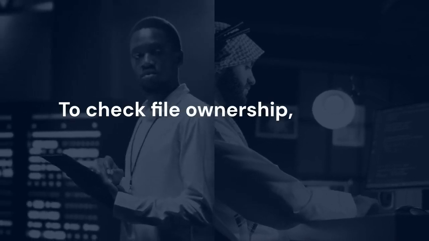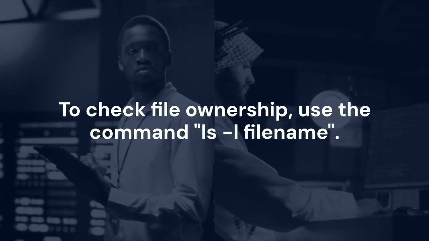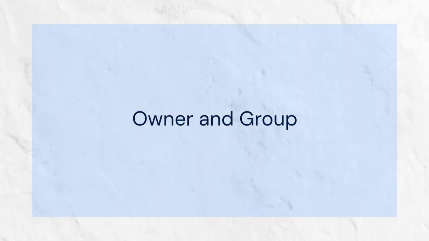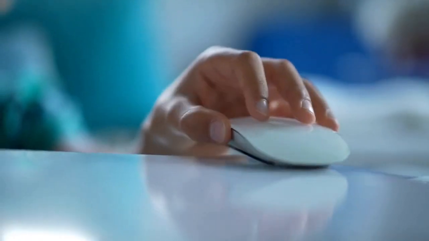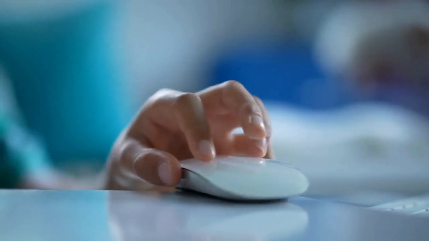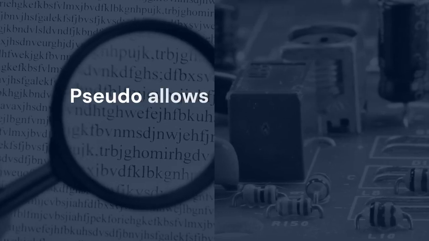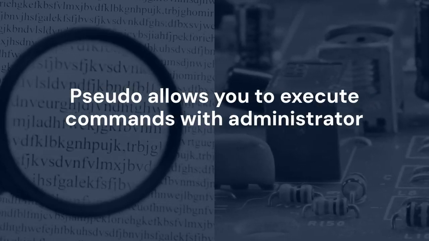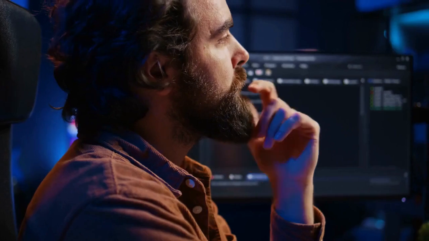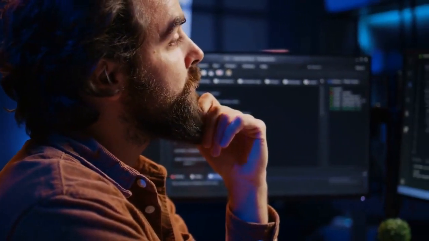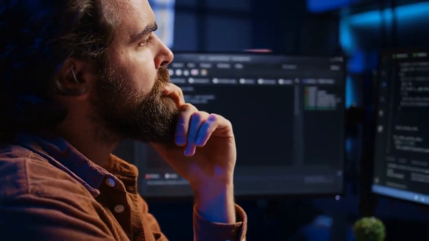To check file ownership, use the command ls -l filename. The output will show the owner and group. If you're not the owner, you'll likely need sudo. Try running sudo rm filename. Sudo allows you to execute commands with administrator privileges. Be careful when using sudo. Misuse can damage your system.